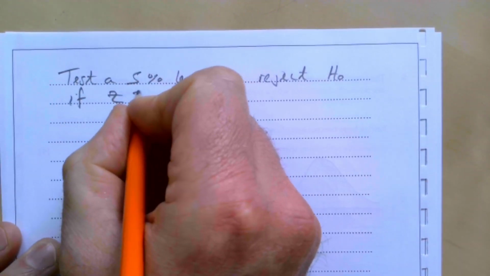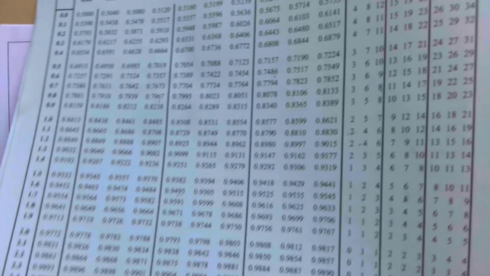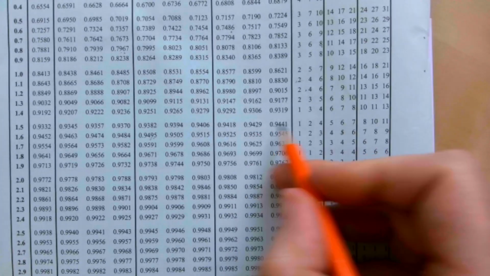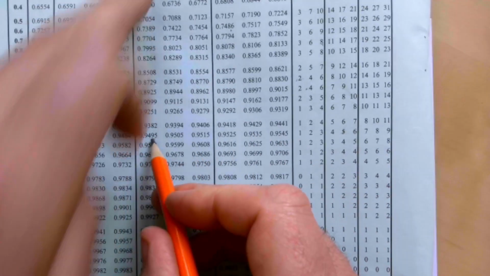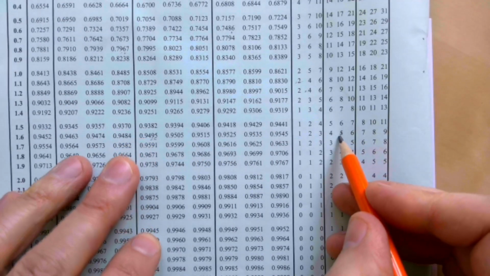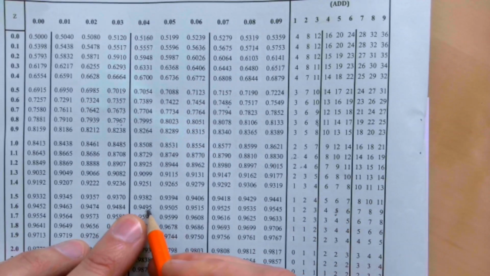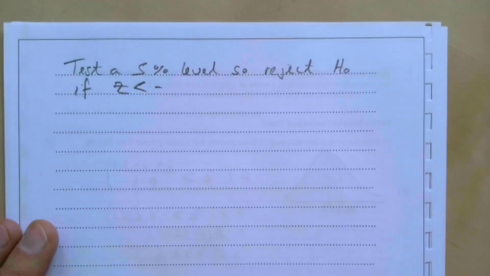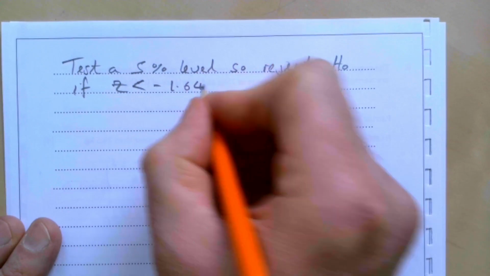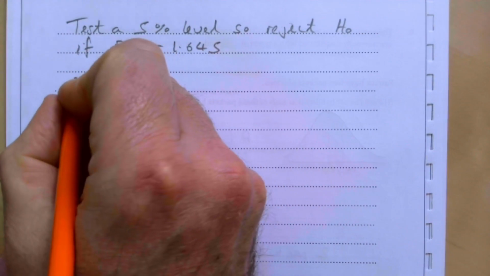We reject H0 if Z is less than, and these are fairly standard results, but you can get them from the tables. If you look at your 0.95, 1.6, 0.9495, that's a number you should be familiar with anyway from doing a few of these questions. We're trying to make it up to 0.95 for the 5%, so we need to add 5 onto that, so it's 1.645. Alright, so here's what we have.